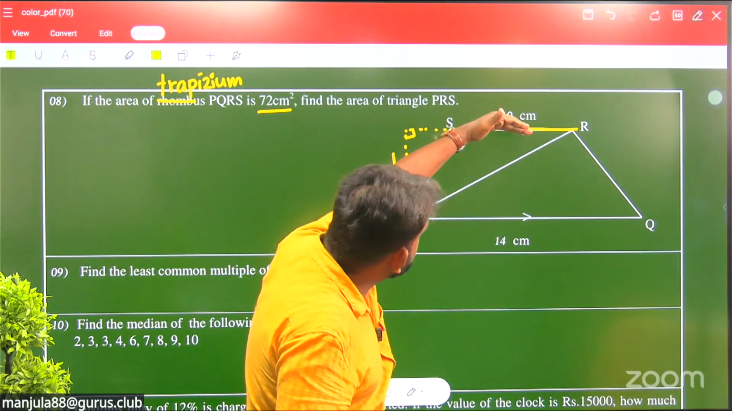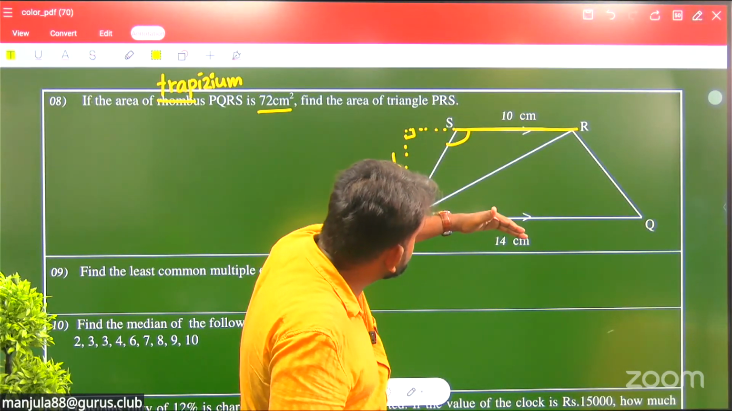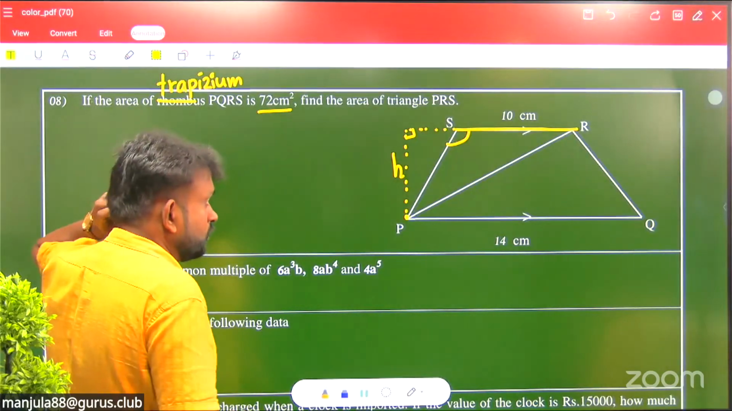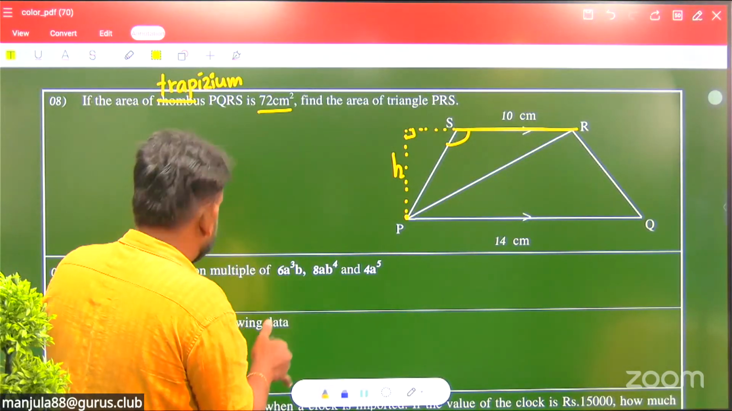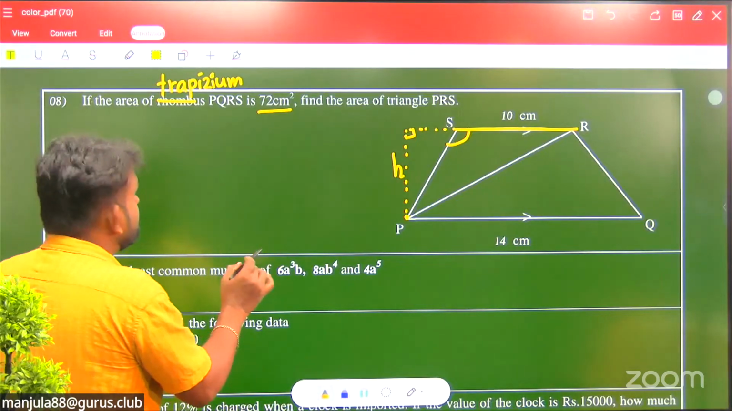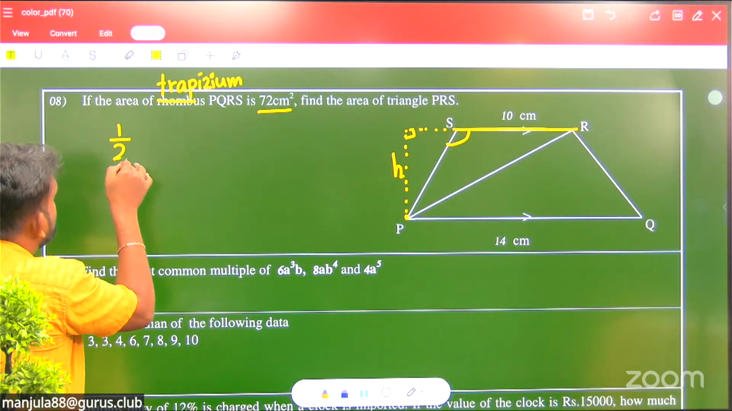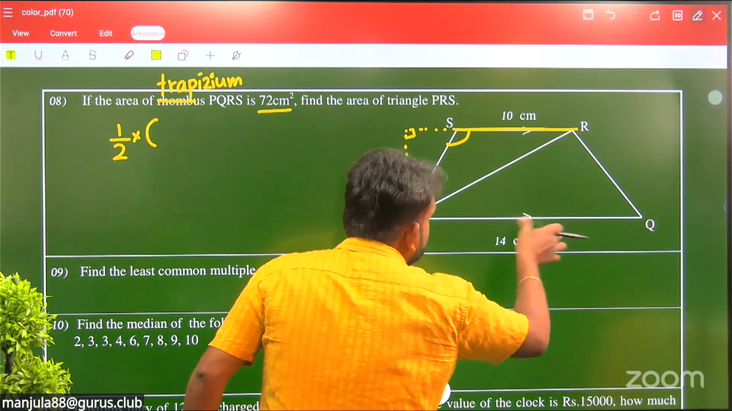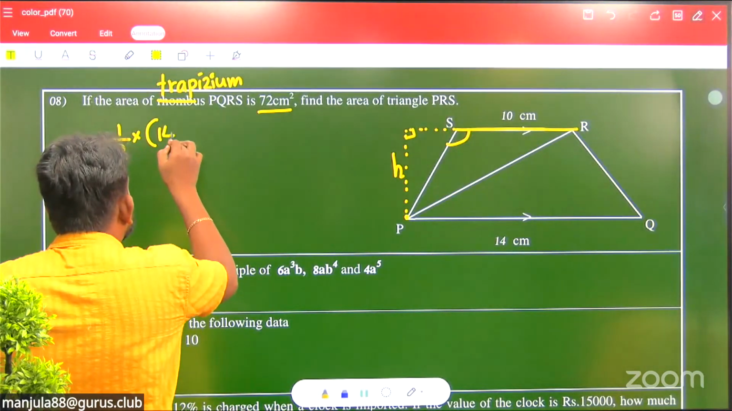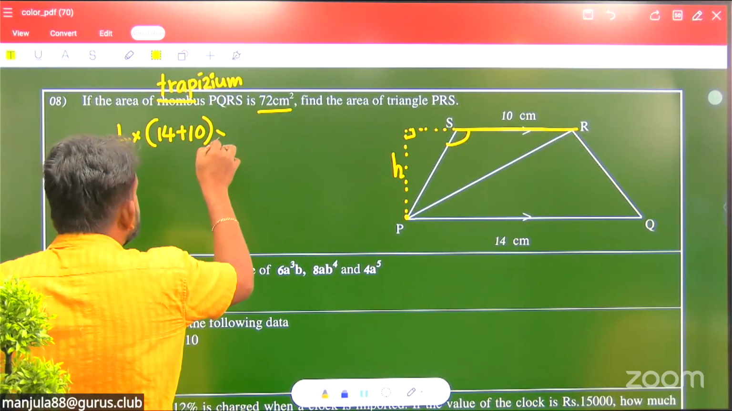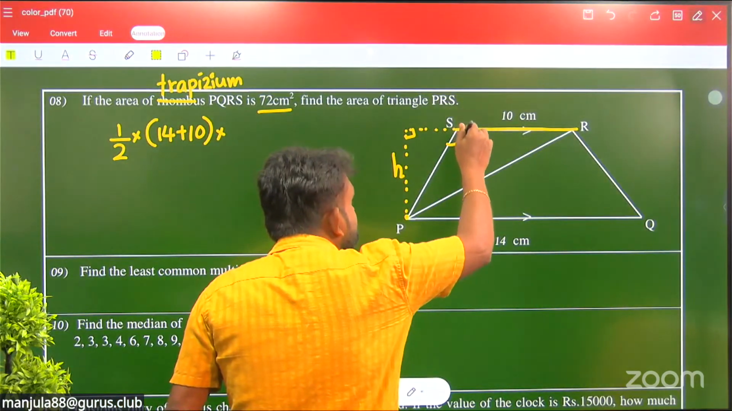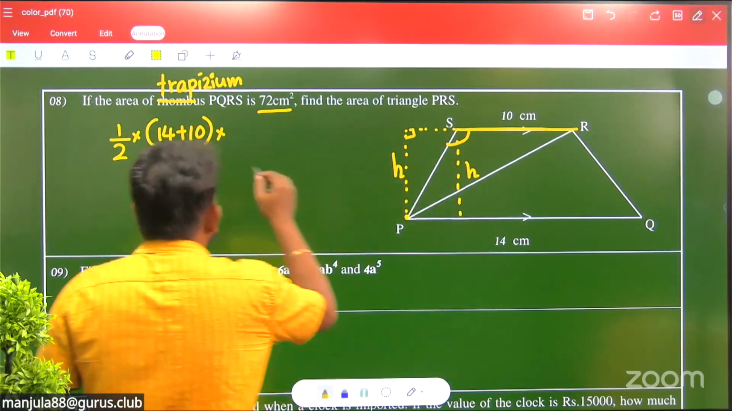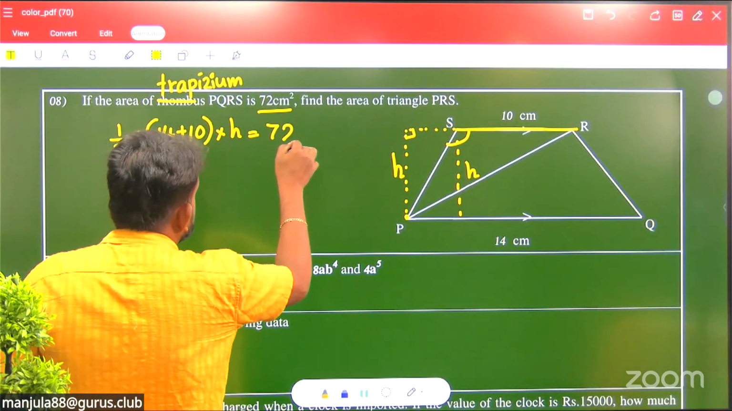Then you know the opposite parallel side lengths, here 10, here 14, and H is asked, and you know the area is 72. So I will make the area of PQRS equal to 72. The area of a trapezium is half into the sum of the parallel lines. These are the two parallel lines, 14 plus 10, into the perpendicular height. The perpendicular height is this height, equal to the height there. So I take the height as H, equal to the area 72.